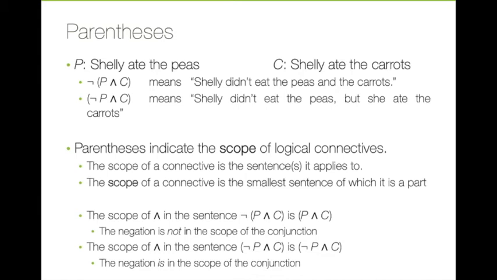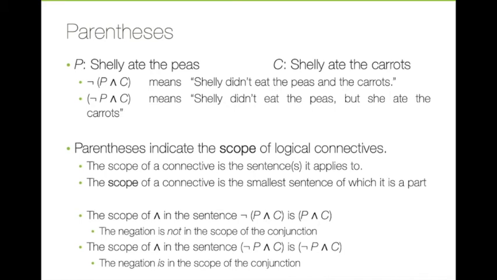So a negation will only apply to a sentence. A conjunction, for example, applies to exactly two sentences. The scope of a connective is going to be the smallest sentence of which it is a part. So let's talk about this example that we've looked at. The scope of conjunction in the sentence not P and C is just P and C. So the negation there is not in the scope of the conjunction.